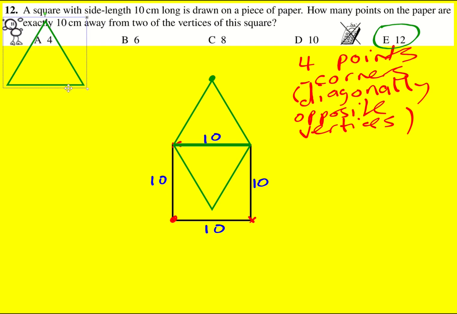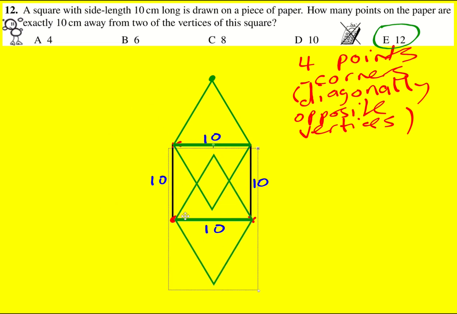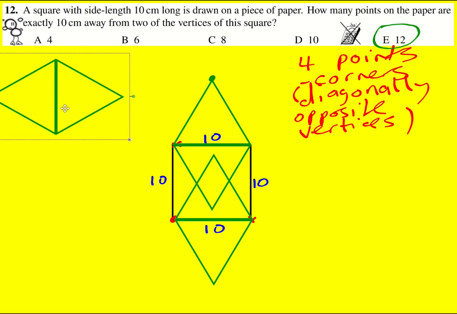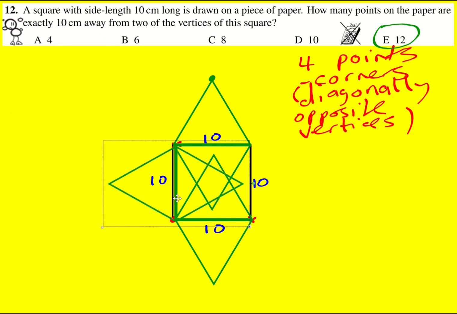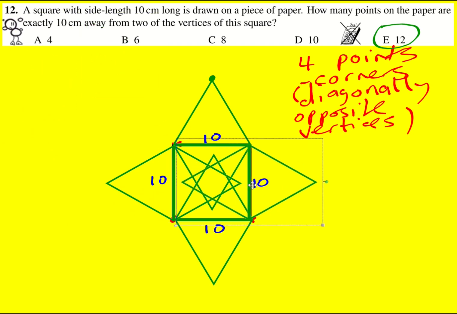So if I take these ones down here and do the same thing for the bottom 2 vertices, then I'm going to get this structure going on. This is 10 centimeters away from these two, and so is this. And now I can do the same again for the ones on the left here. Okay, these are going to be 10 centimeters away. This one here and this one here. That's another 2. And then finally, on the right, we've got another 2.